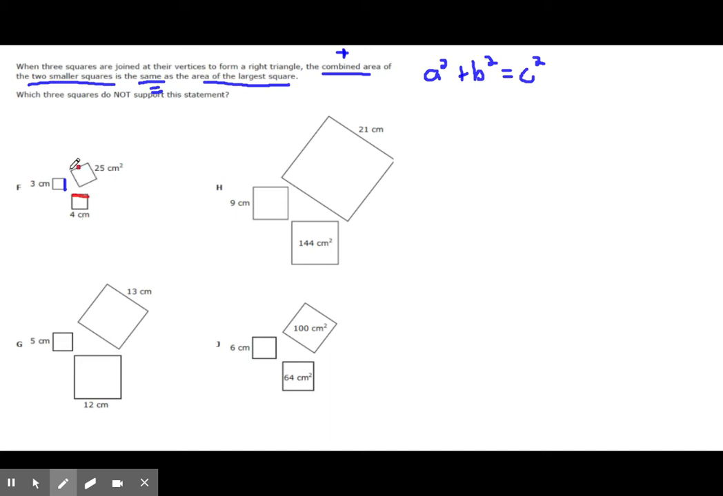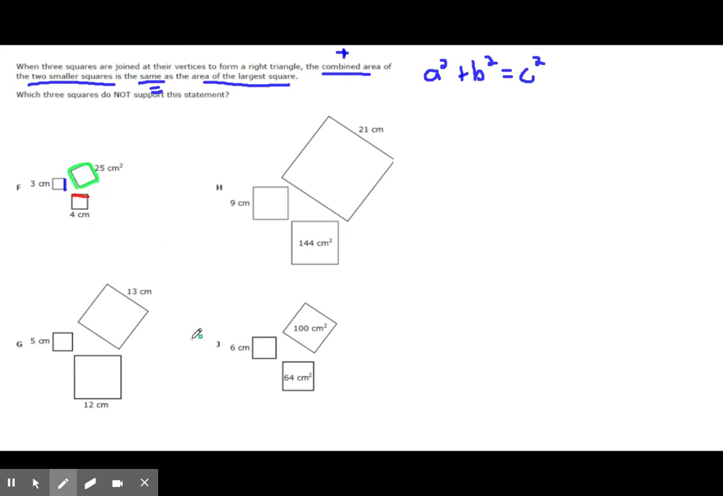Now, if I look at my larger square, it's a little different. It's not 25 centimeters, it's 25 centimeters squared. Remember, anytime I'm dealing with square units, I'm dealing with area. So it's giving us the area of the large square.